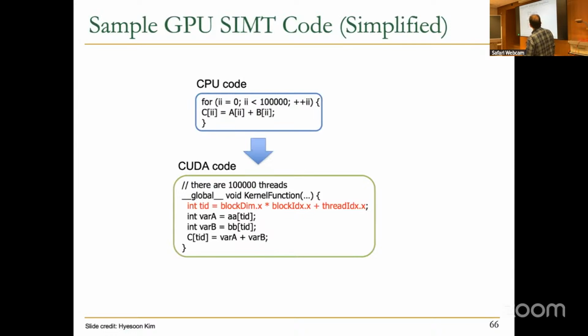So, a sample GPU code, for example. This is your CPU code, and this is your CUDA code, which is quite simplified here. Essentially, you need to calculate a unique thread ID using the block dimension, block ID, and thread ID that you have. Using this, you get the unique ID number. And then you just need to do this operation: you load from your arrays A and B based on your thread ID, and the output array C at the thread ID would be the sum of these two. And that's your GPU code.